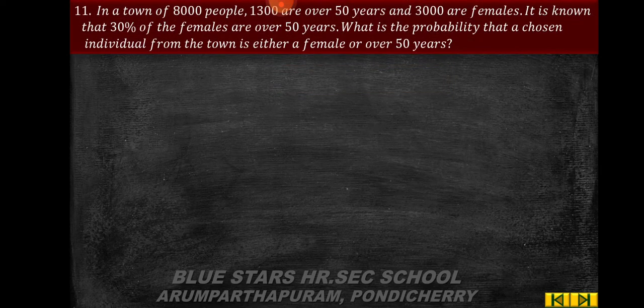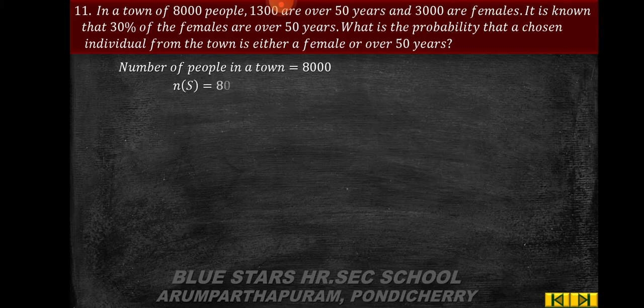Question number 11. In a town of 8,000 people, 1,300 are over 50 years and 3,000 are females. It is known that 30% of the females are over 50 years. So what is the probability that a chosen individual from the town is either a female or over 50 years?